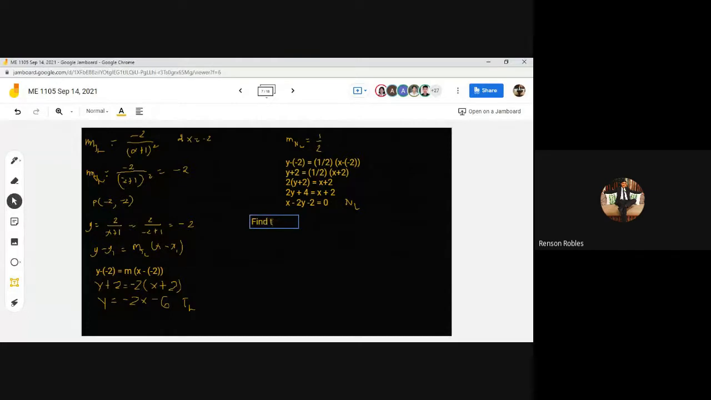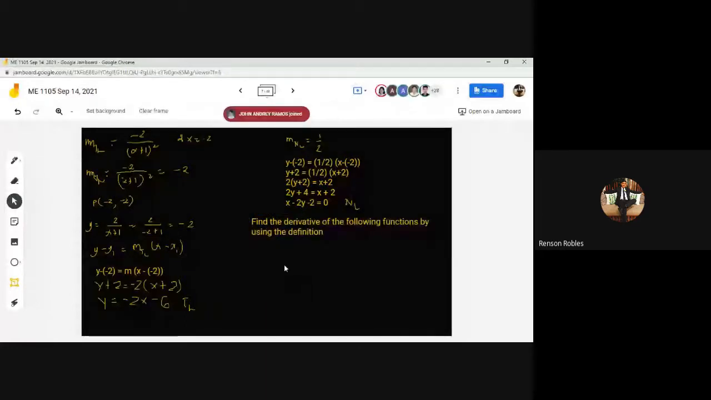Find the derivative of the following functions by using the definition. Number 1. I will not give you a simple one anymore, okay. Y equals x cubed minus 2x plus 1.